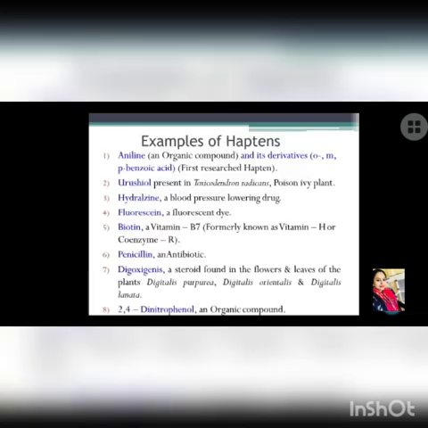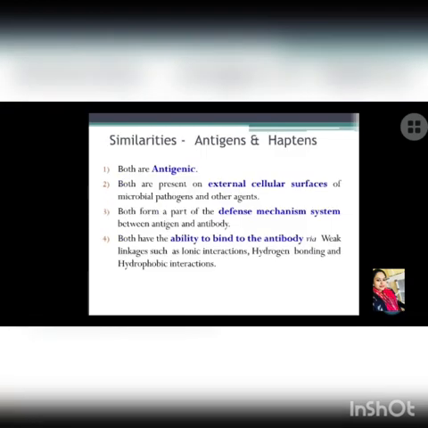There are certain examples of haptens which are widely used nowadays. For example, aniline, which is an organic compound, and its derivatives of o-, m- and p-benzoic acid. This was the first researched hapten. And there are other examples like urushiol, hydralazine, fluorescein, biotin, penicillin, digoxin and 2,4-nitrophenols, which is another organic compound.